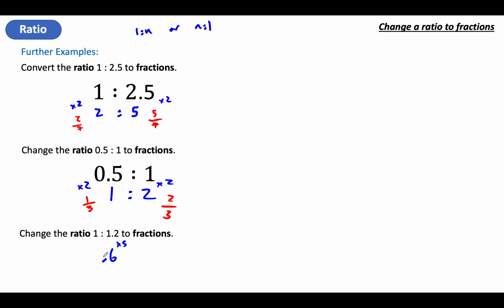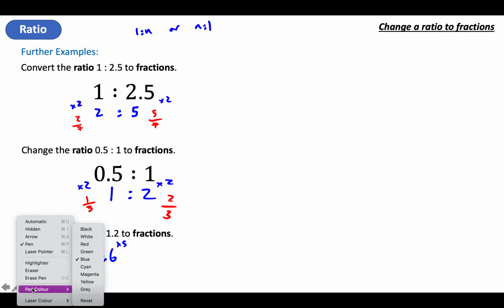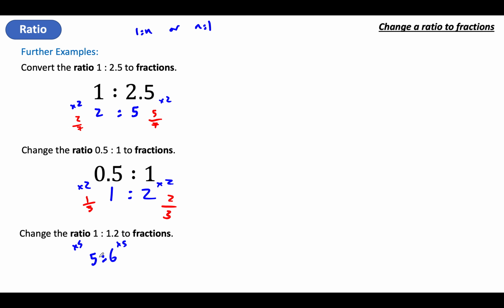So this side of my ratio is now 6. Now I'm going to times both sides by 5, because what you do to one side you must do to the other. So my ratio can be written as 5 to 6. So 5 and 6 is 11. So as fractions, this would be 5/11 and 6/11. I just add together my ratio now that it's whole numbers to get the denominator.